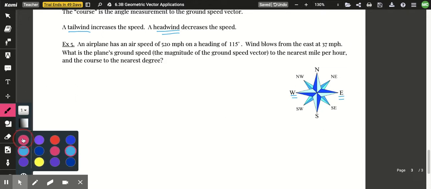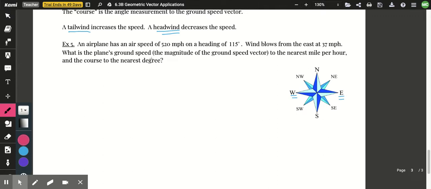So here we go. It says an airplane has an airspeed of 520 miles per hour on a heading of 115 degrees. Wind blows from the east at 37 miles per hour. They want to know the plane's ground speed, which is the sum of the airspeed vector and the wind speed vector. And the magnitude of that would give you the ground speed.